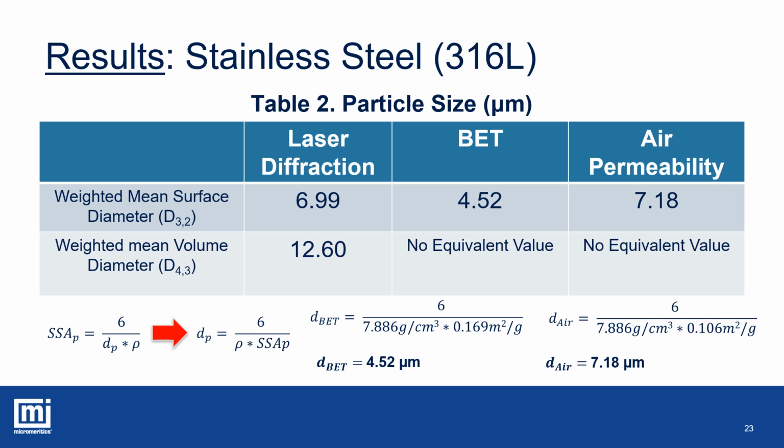Note that typically laser diffraction reports results in terms of D43, which is the mean volume weighted diameter. In order to get the surface weighted diameter, we had to use the density to calculate that result in the software. But it's important to note that you have to compare surface area weighted results for size from laser diffraction to BET and air permeability. You can't really compare the volume weighted diameter, the D43, from laser diffraction.